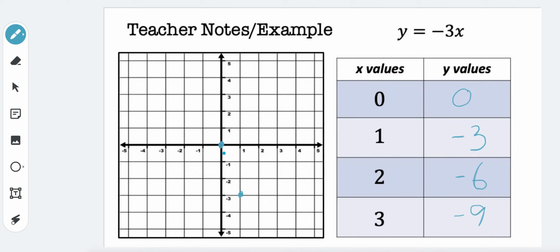We have 2 and negative 6, which would be slightly off the graph here like this. And finally, our third point is 3 and negative 9, which would be way off the graph. So let's just connect the points that we have right now. And right there is the function y equals negative 3x.